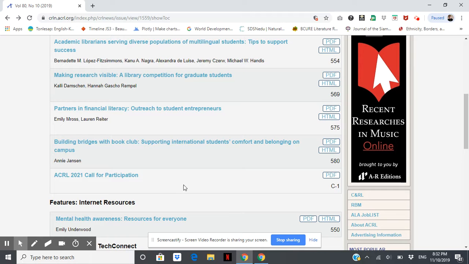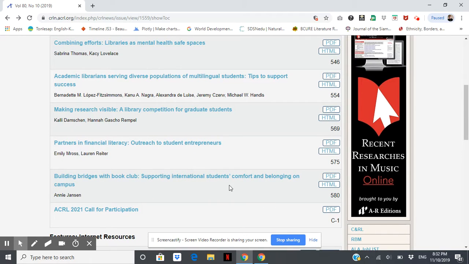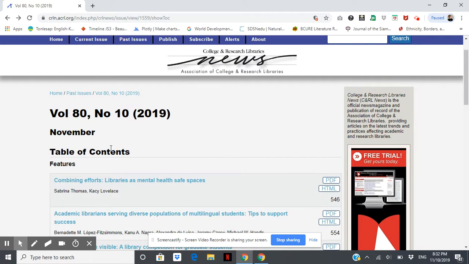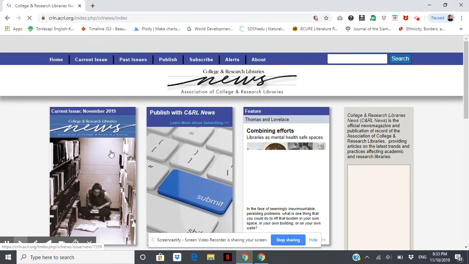These articles not only help librarians and the people working in the library profession stay updated about what's going on, but also share their own experience and learn from each other, to solve their own problems at the library in their day-to-day work. So that is what I noticed on this website. I think that's all from my part.